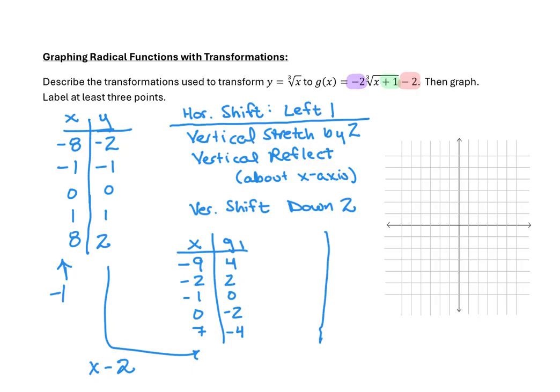Now that's not all the vertical stuff. We still have our vertical shift. And so for our vertical shift, I'm going to do that as a separate table. We're done with all of our horizontal stuff, so our x's from the previous table will stay the same. And now we want to go down 2. So from all of my y values, I'm going to subtract 2. We get 2, 0, -2, -4, and -6.